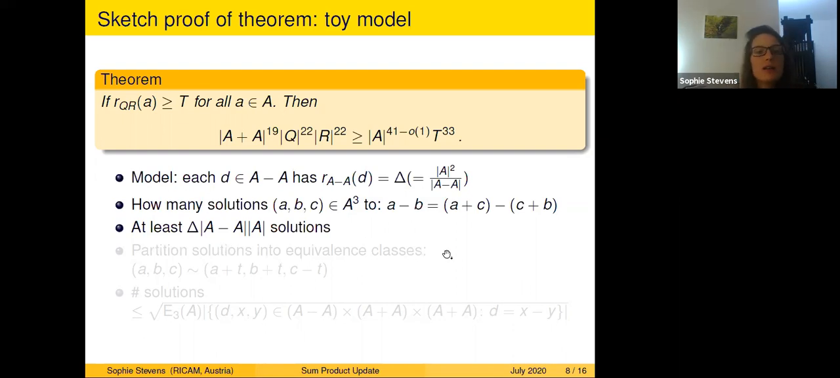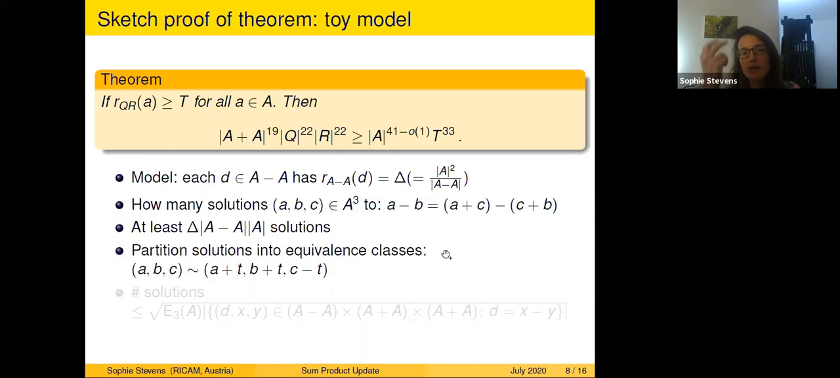So what we'd like to do now is partition the solutions into equivalence classes. We're going to say that if we've got a solution a, b, and c, then it's equivalent to another solution, say a prime, b prime, c prime, if a minus b is the same as a prime minus b prime, if a plus c is the same as a prime plus c prime, and if c plus b is the same as c prime plus b prime. So every time I've got a solution, I'd like to partition it according to what values it takes for each of these summands. And it turns out that this is the same as partitioning solutions into equivalence classes via this translation that I've written here.